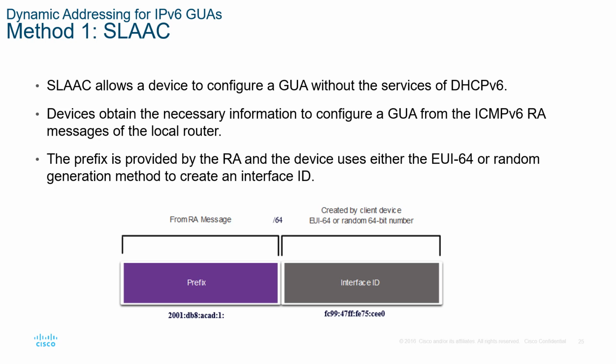EUI-64 basically looks at the MAC address, sticks FFFE in the middle, and flips one additional bit. I believe it flips the 7th bit of the MAC address, and that is what creates the EUI-64.